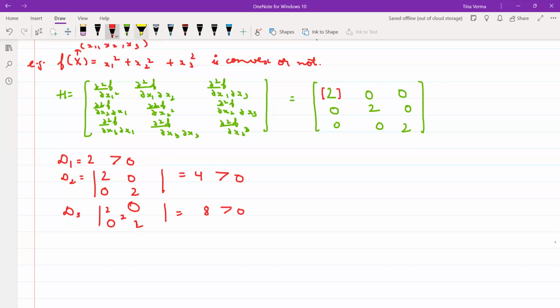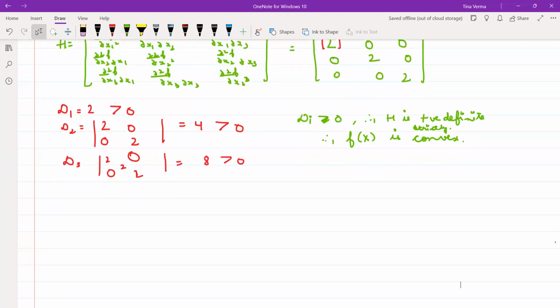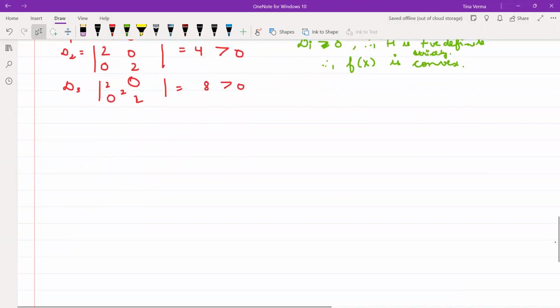Now since each Di is greater than 0, therefore H is positive definite. Therefore the given function f of x is strictly convex, or you can just say convex, it is okay with this, right? It is positive definite, so you can also say it is my strictly convex function. There will not be an equality sign. So my f of x is convex. See, it is very easy to check whether f of x is convex or not.